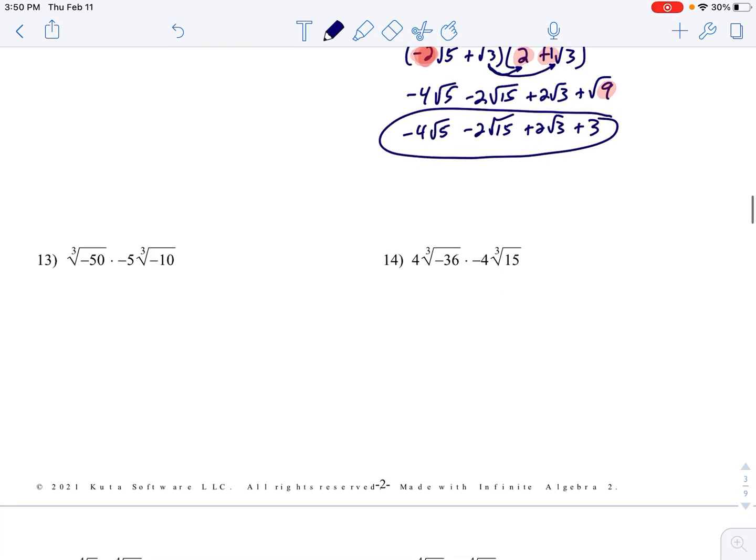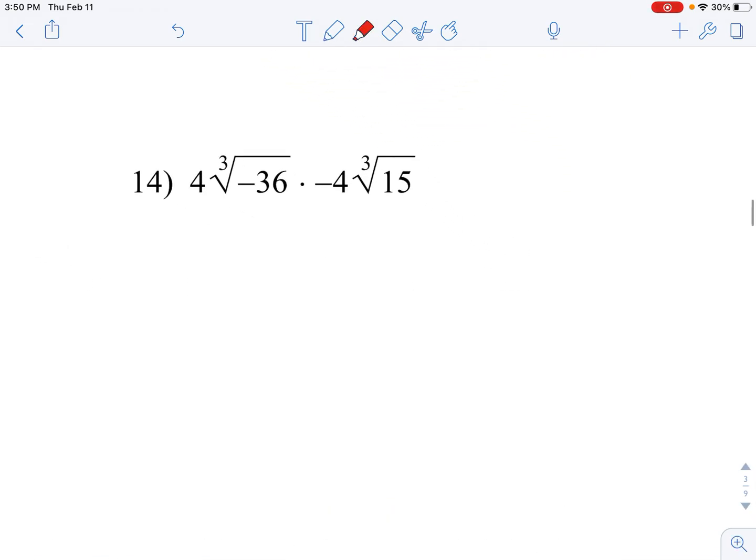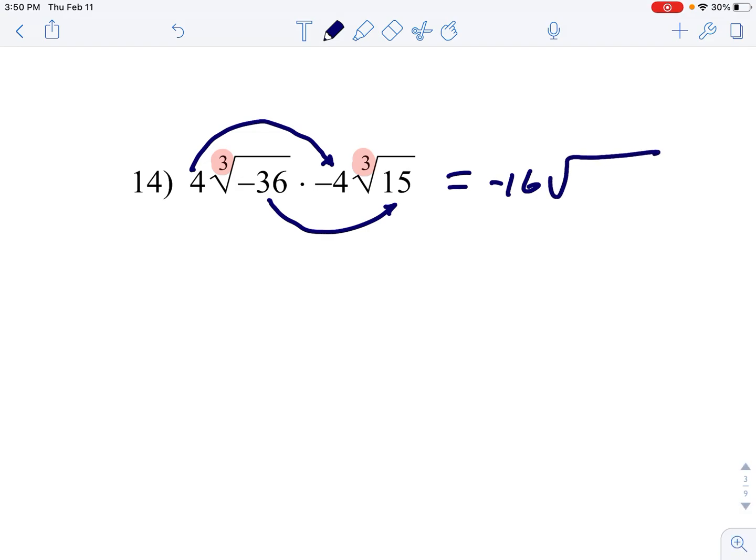All right, let's look at number 14. This is also multiplying, but a higher index. But that's okay. They match, and that's all that matters. So if I want to multiply this, you do, again, coefficient times coefficient, that's negative 16. Index times index, 36 times 15. What is 36 times 15? I can't do that in my head. I have my phone right next to me. So I am about to type in 36 times 15. Actually, now that I'm thinking about it, it's really stupid that I'm doing this. Let me explain. Okay, so 36 times 15, actually it's negative 540.